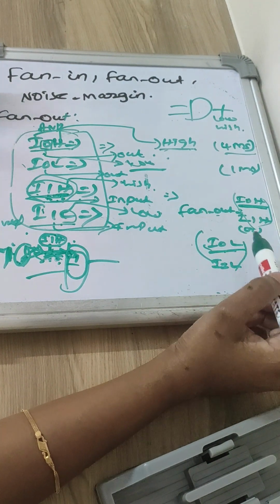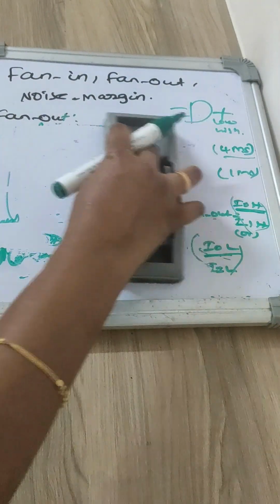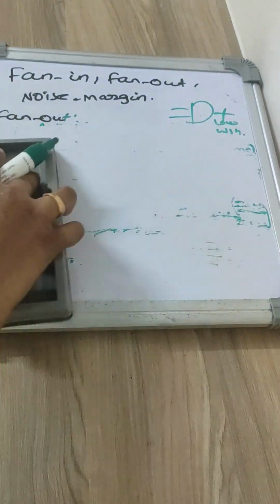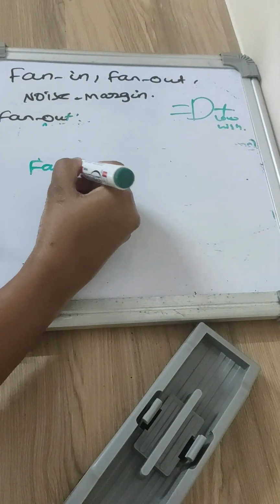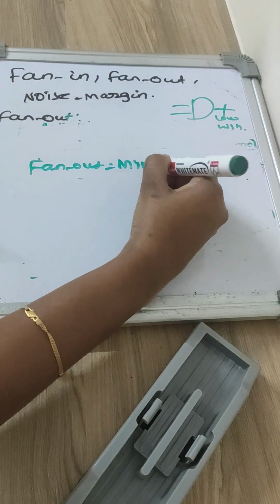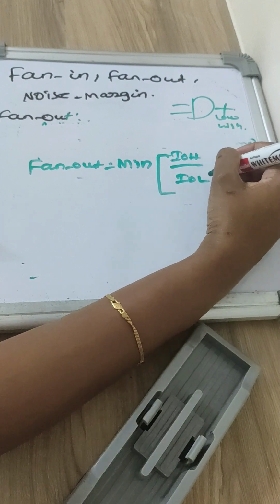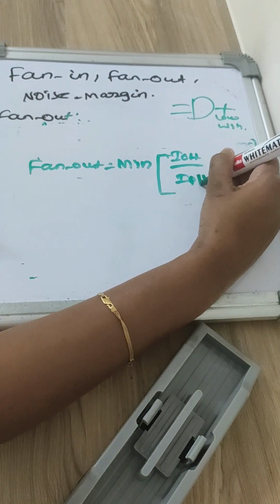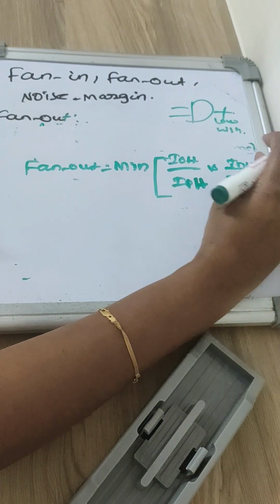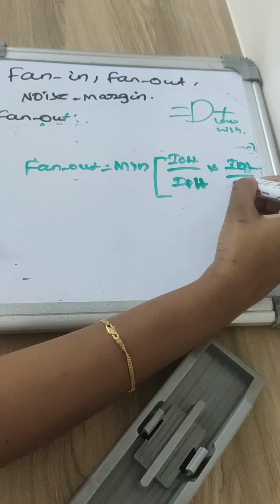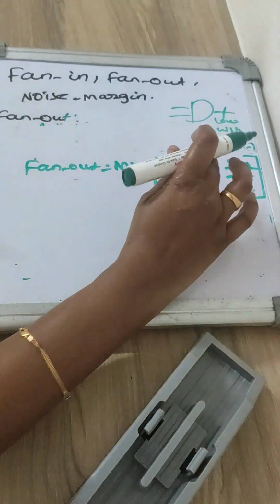So generally, I will write here clearly. This is the fan out we were talking about. We should ensure the functionality properly, so both high and low conditions should work feasibly. For that, we should take the minimum of these two.